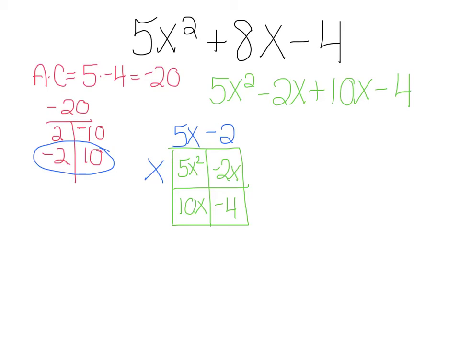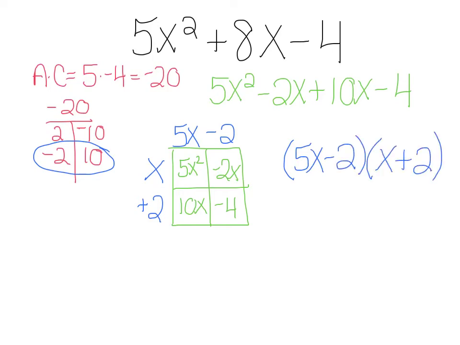In the second row, we have 10x and negative 4. 2 goes into both of these numbers, so we can pull out a positive 2, but nothing higher. This leads us to 5x minus 2 times x plus 2. And these are the dimensions of my rectangle. Again, if we multiply this out, we can check our answer. So I'm going to have 5x times x plus 2 and negative 2 times x plus 2.